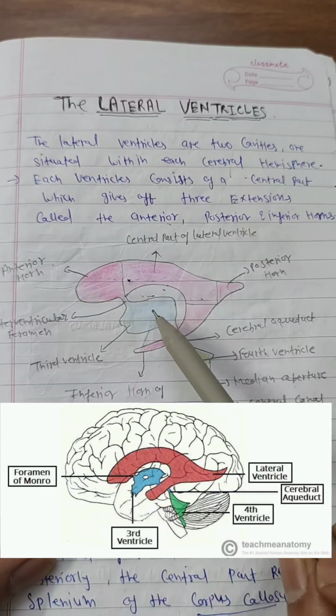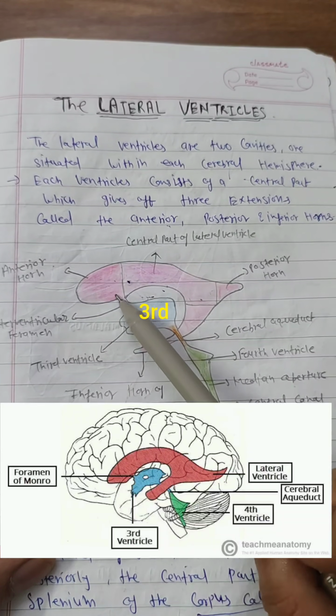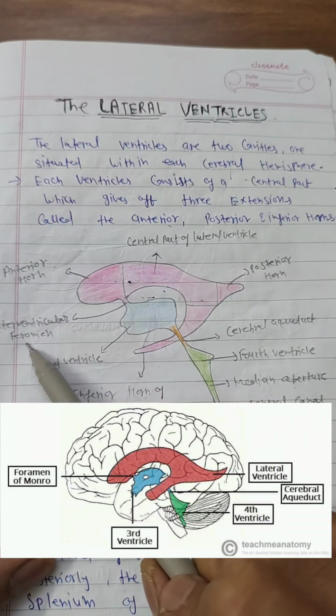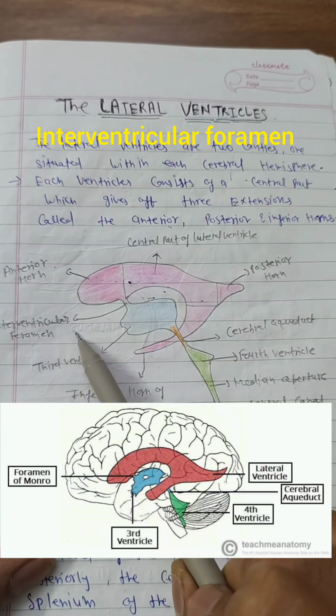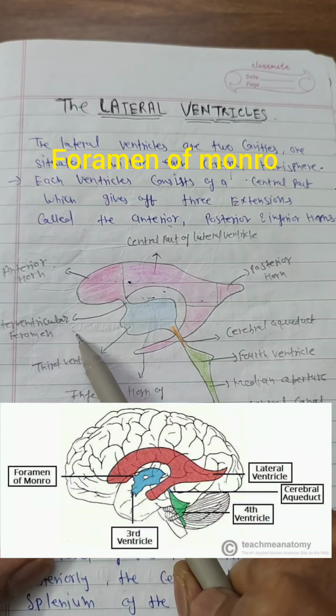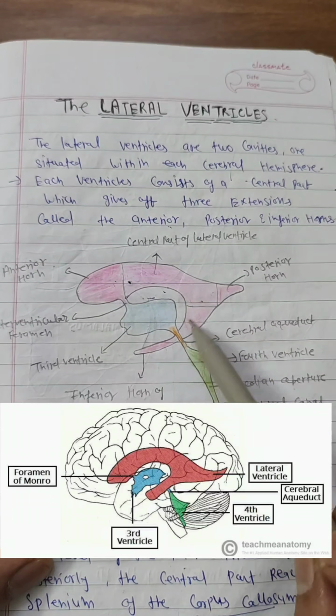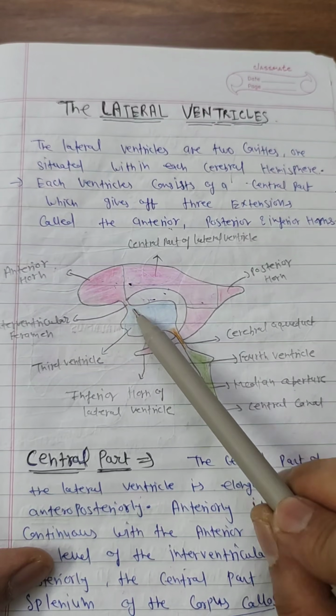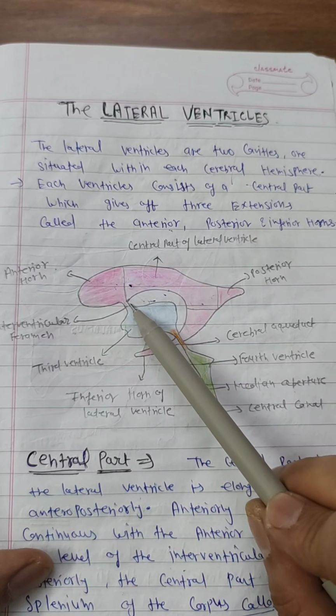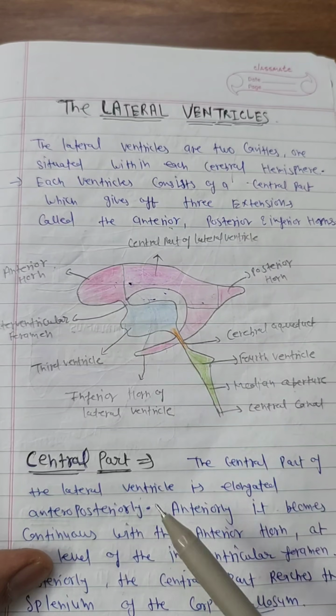The lateral ventricle communicates with the third ventricle through a foramen that is known as the interventricular foramen, also known as the foramen of Monro.